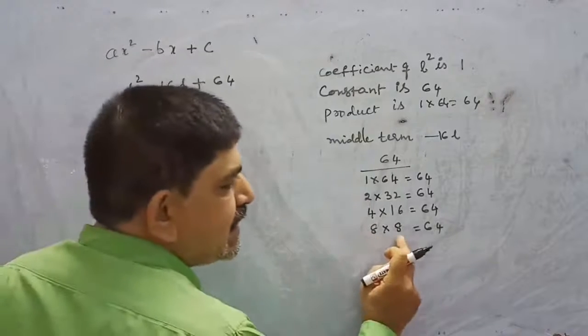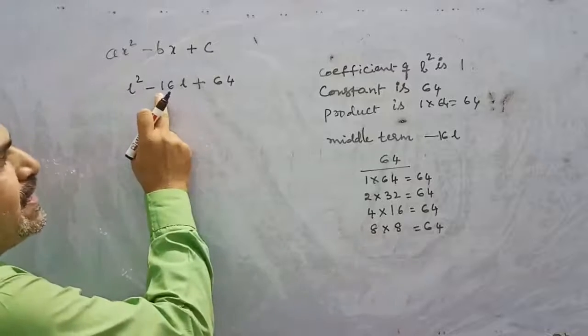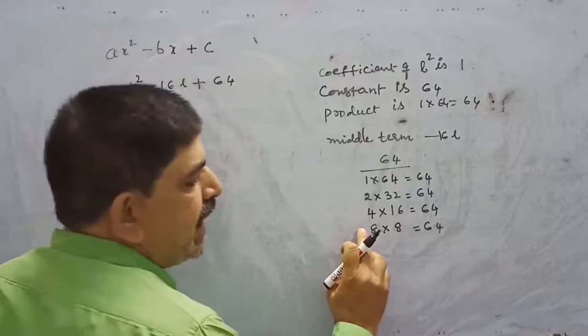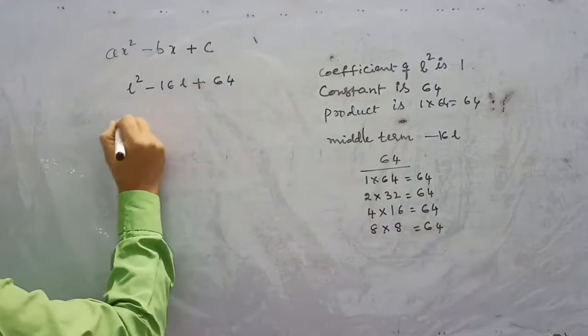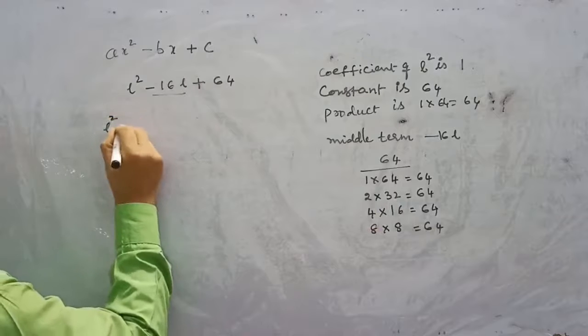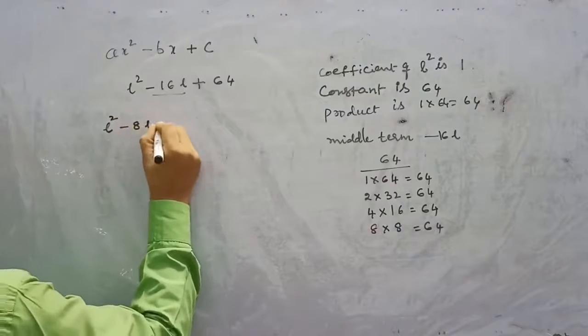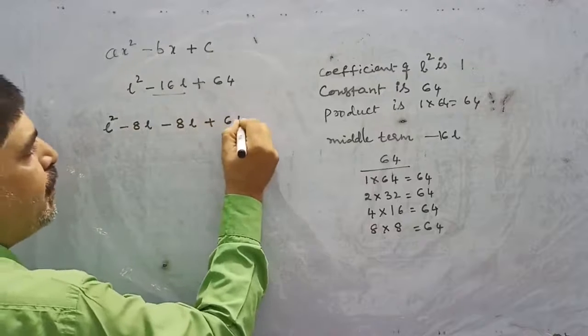Now 8 8s are 64, 8 plus 8 is 16, but here minus 16 is there, so therefore we have to take minus 8 and minus 8, then we will get the factors. Now split the middle term, that is L square minus 8L and minus 8L plus 64.